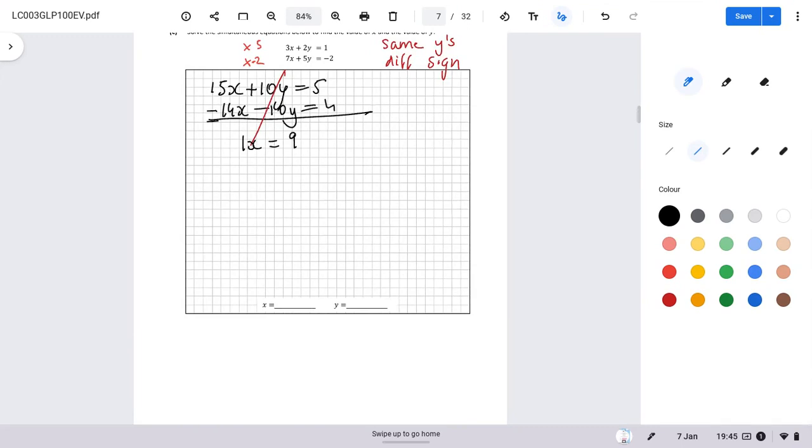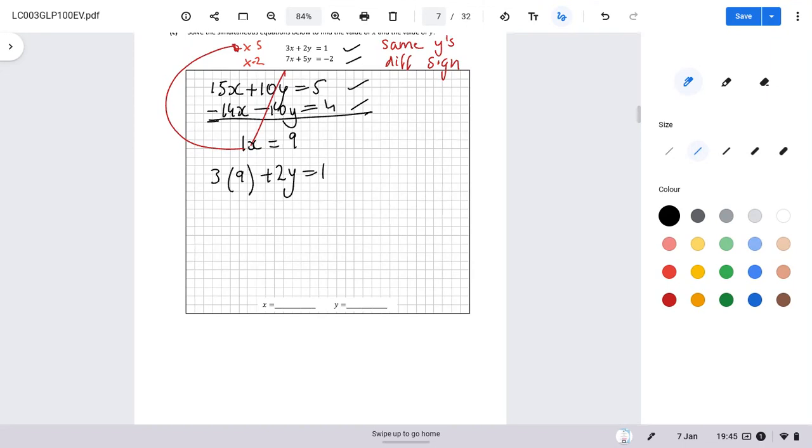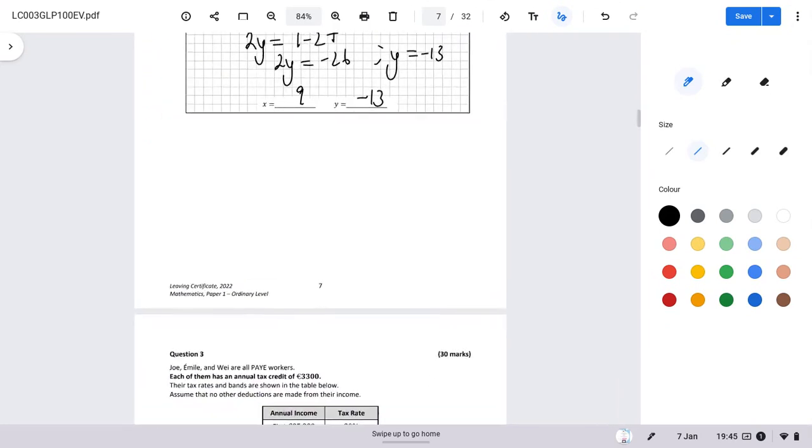9. Once I have my x, sub it back in. It doesn't matter where you sub it back in. I generally fire it into the top line. If you like, you could sub it into any of those 4 lines. This, or this. So you've got 3x plus 2y, instead of that x, I'm going to sub in 9, plus 2y is equal to 1. 27 plus 2y is equal to 1. 2y is equal to 1 minus 27. 2y is equal to minus 26. y is equal to minus 13. So my x is 9. My y is minus 13.